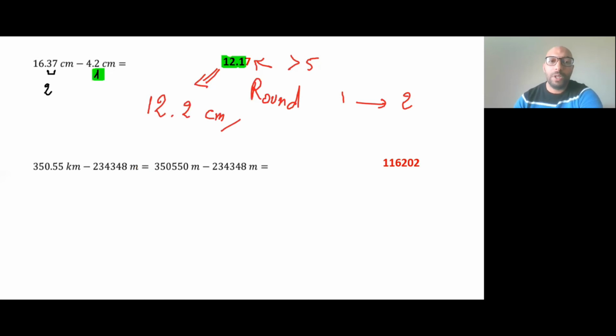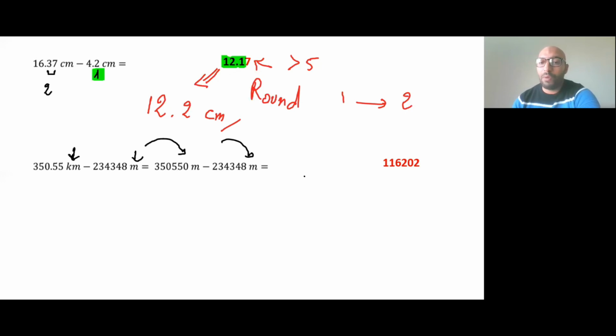Let's move to the last example. In the last example, we have the unit is kilometer, meter. Okay. So what we will do, we will convert all of them to the meter. It's okay because it's not the same unit as I told you. For the multiplication, for the addition or the subtraction, we have to get the same unit in all the starting numbers. So 350.55 kilometer is equal to 350,550 meter, and of course now we can subtract.